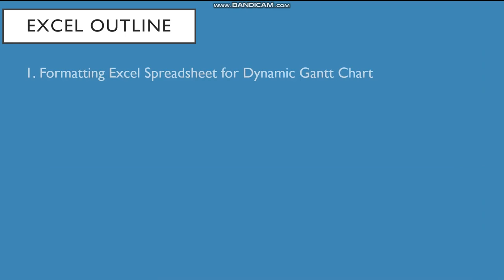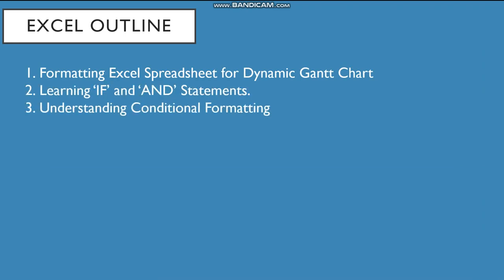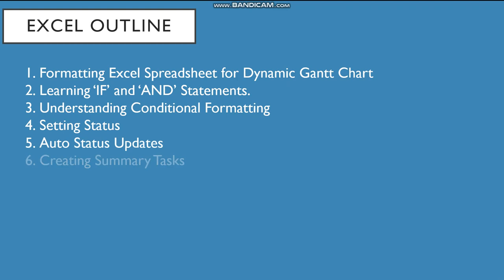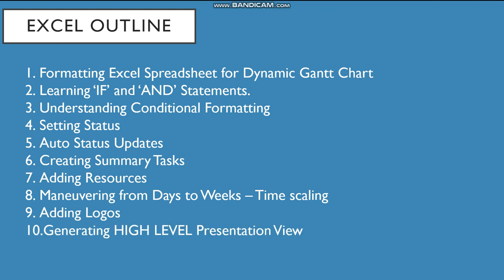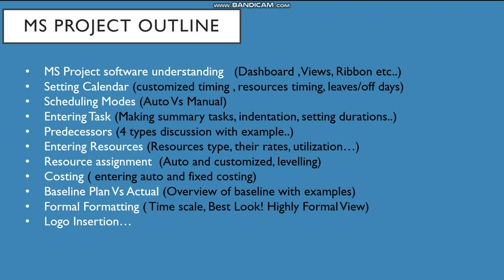The Excel course outline is basically this. We will be developing and formatting Excel spreadsheets for a dynamic Gantt chart, learning a lot of commands, conditional formatting, status, auto updating, summary tasks, adding resources, maneuvering between days and logos, and each and everything with a professional view, and a similar kind of thing in Microsoft Project with a detailed dashboard and ribbon, resource timing, leaves, calendars, summary tasks, auto and manual, resource types, and all together the time scale and best look for highly formatted views.